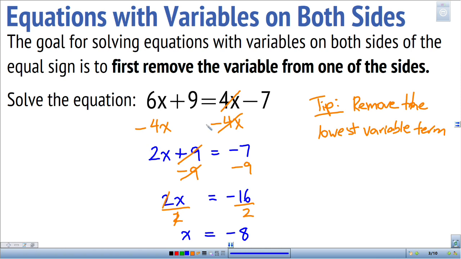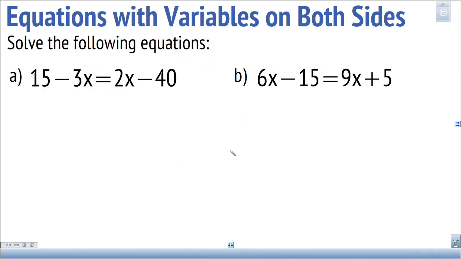So the big tip when you have a variable on both sides is to remove one of them, and ideally, remove the one that's lowest. Again, it's not the end of the world if you remove the higher term. All right, let's try this with a couple more examples just so that you get the hang of it.